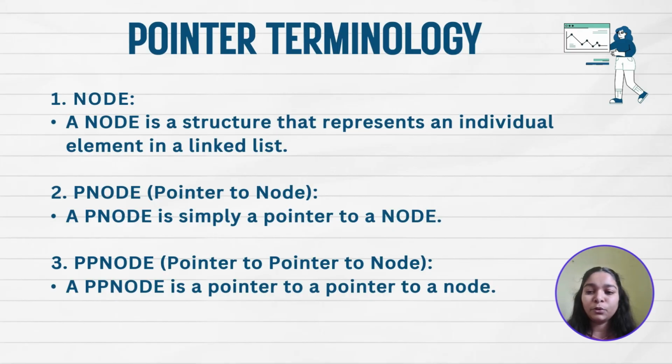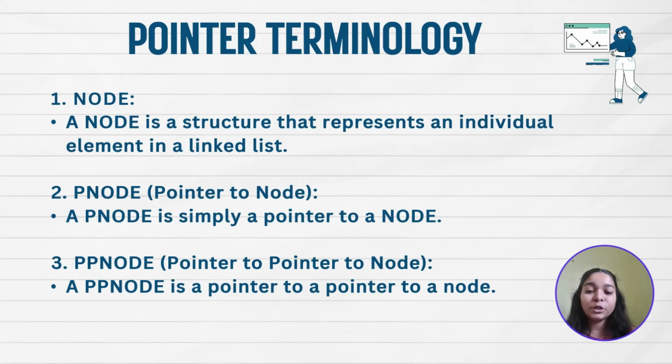Then move toward PNODE. PNODE means pointer to a node. A PNODE is simply a pointer to a node. This pointer is used to reference and manipulate nodes in the linked list. To access the data inside the node, we use pnode->data, and to move to the next node, we use pnode = pnode->next. We'll discuss this later when we write the code.